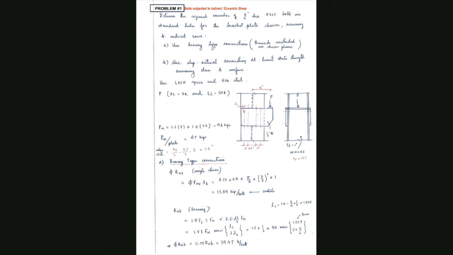Now the capacity in shear of the bolt is calculated from phi Rn v, where phi Rn v equals phi Fnv Ab, and we are aware of this because we did it earlier. Here phi is equal to 0.75, Fnv is 54. If you could just open the manual, go to page 16.1, page 120. You have been given that threads included, which means it is A325N.